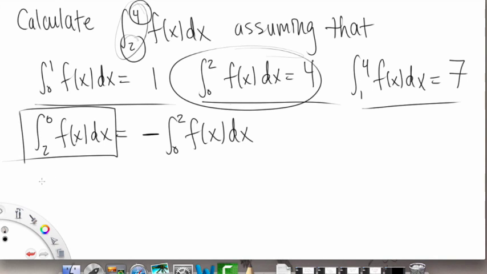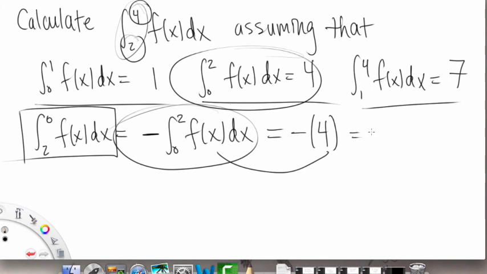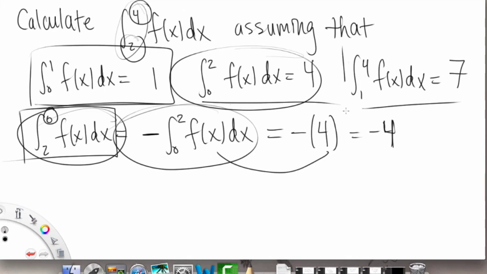So that's what we're going to plug in, keeping in mind that this is equal to the negative of what we were given. So the integral from 2 to 0 is equal to negative of whatever we were given, which was a 4, so negative 4. That's going to be our answer for this first integral. And then, because we want to end up at 4, not at 0, right now we're at 0, so we want to use these other integrals in order to get to that 4.